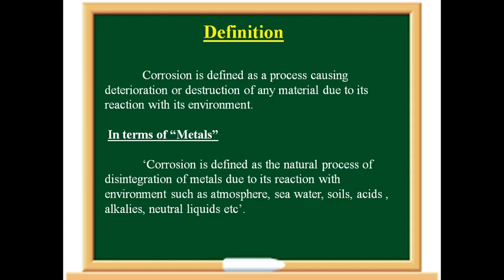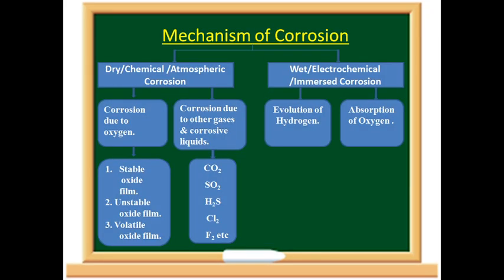Definition of corrosion of metals. It is defined as the natural process of disintegration of metals due to its reaction with environment such as atmosphere, seawater, soils, acids, alkalis, neutral liquids, etc. So this is what the definition is expected in the exam. Proceed. Now what is the mechanism of corrosion?